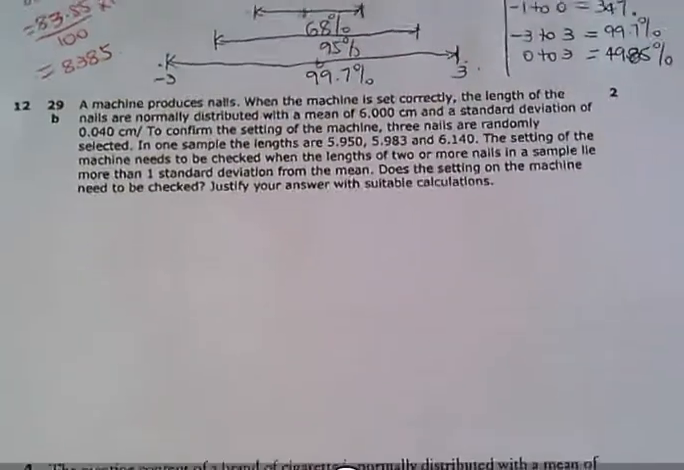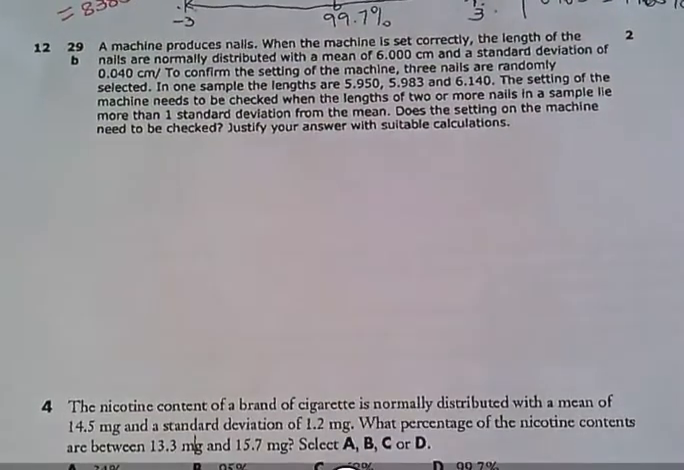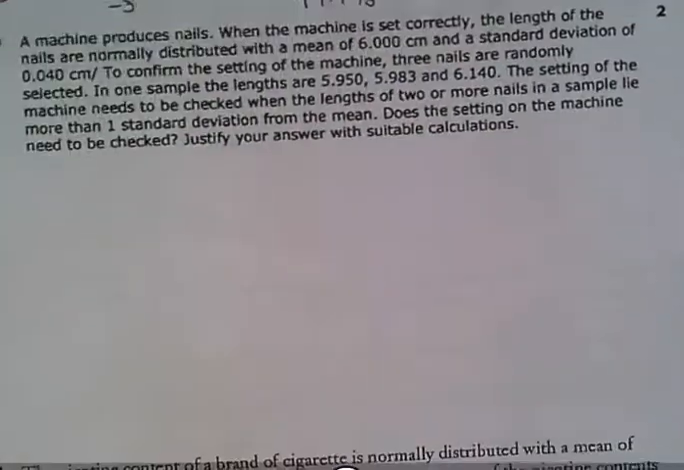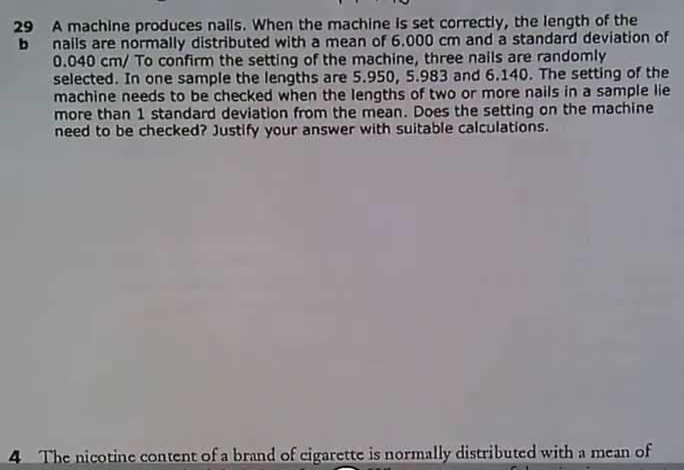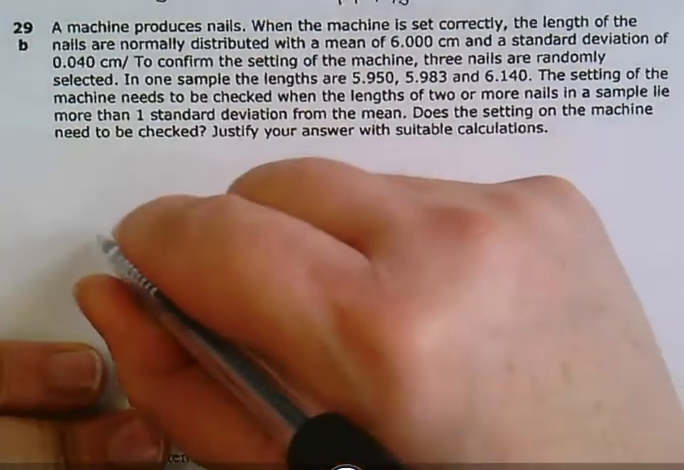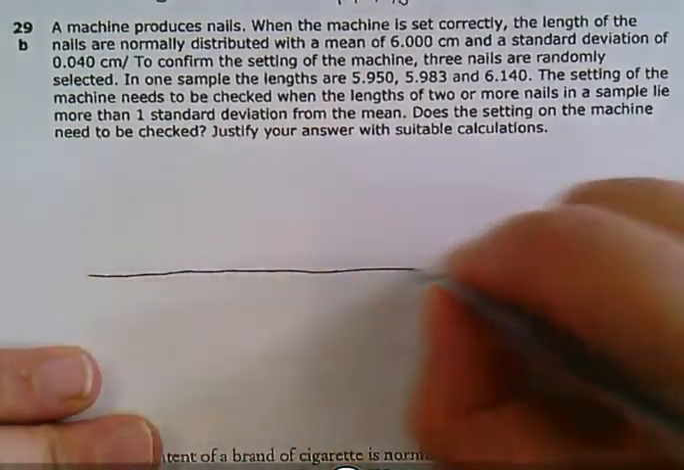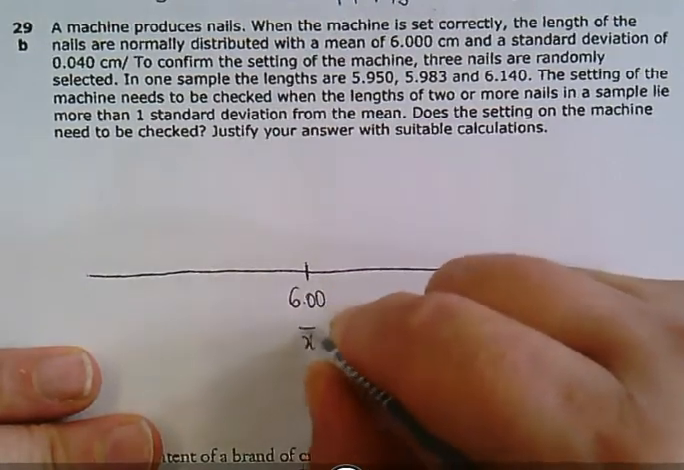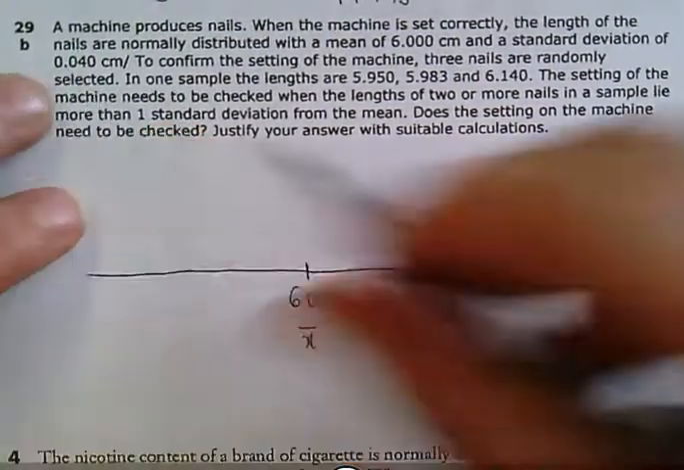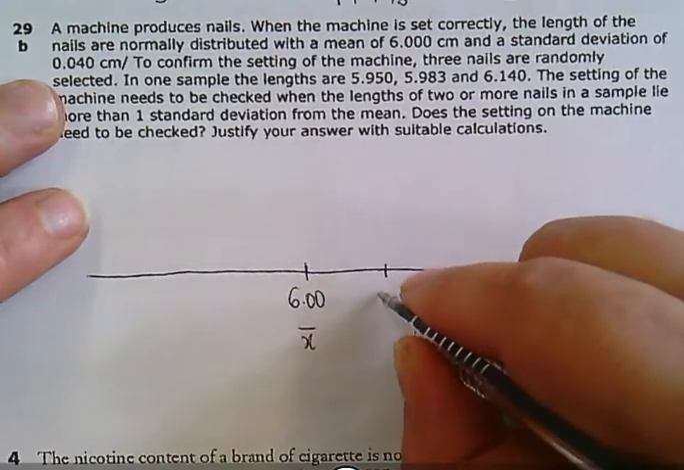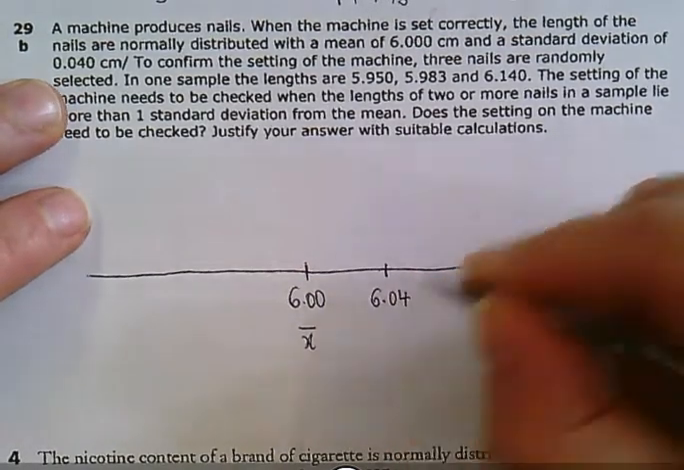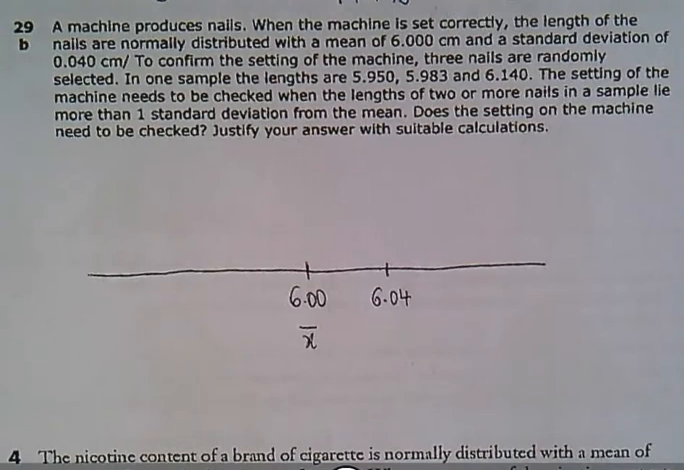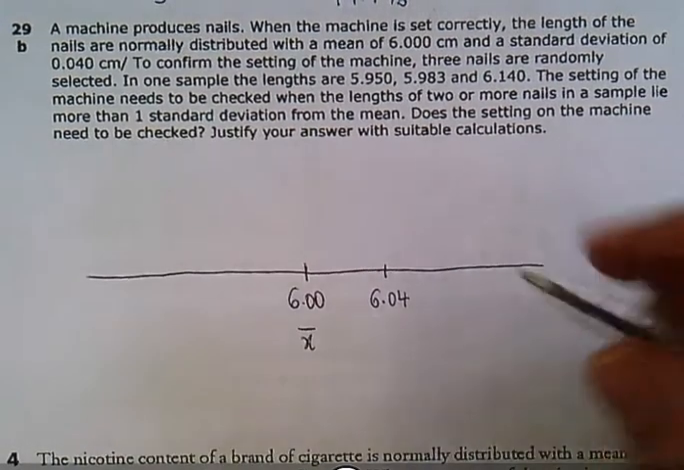Okay? Now, next question. A machine produces nails, and when the machine is set correctly, the length of the nails are normally distributed with a mean of 6. So here we go. Mean is 6. And the standard deviation is 0.04. So do you know what you're going to write? 6.04. I'm not interested in the last decimal place. I don't really need it.